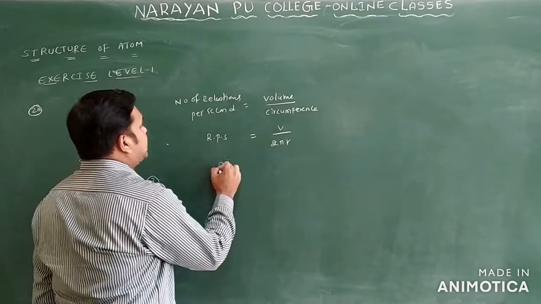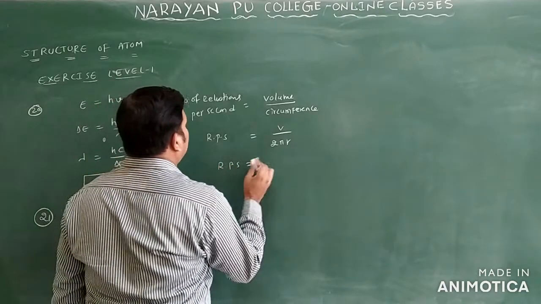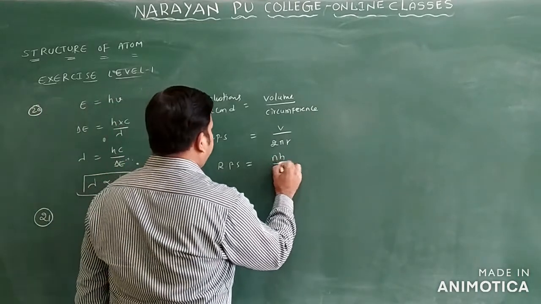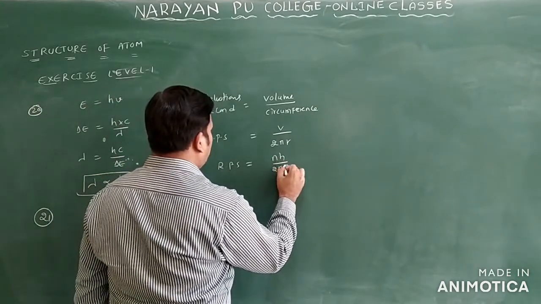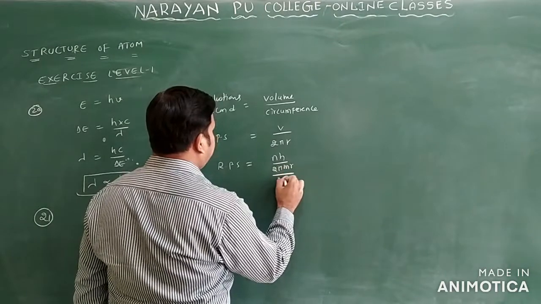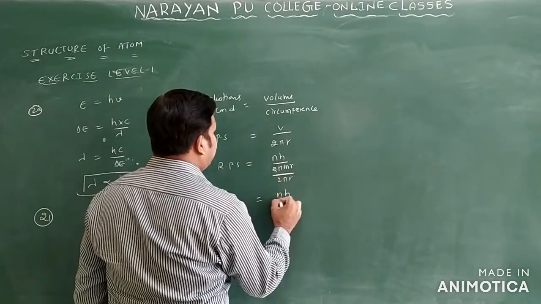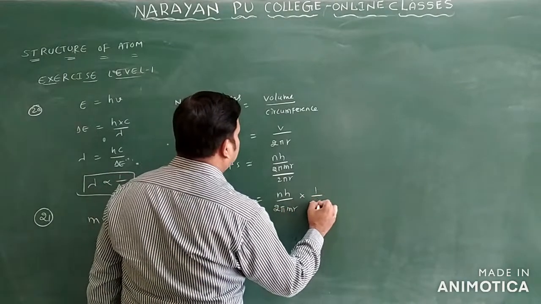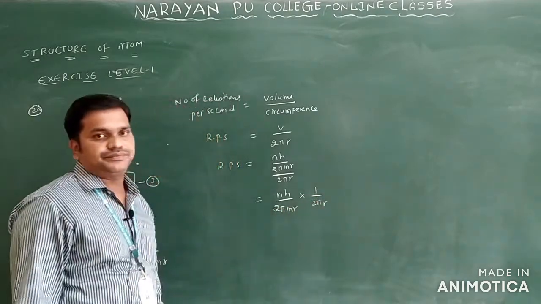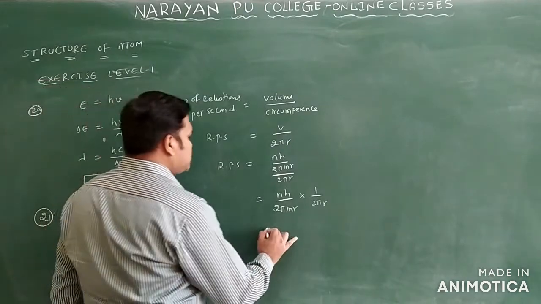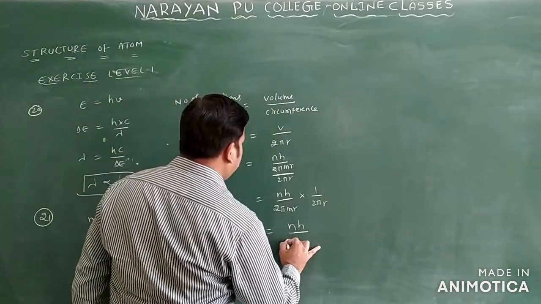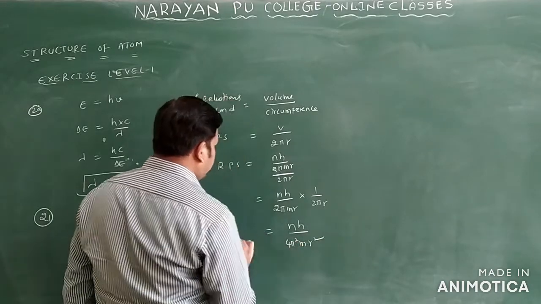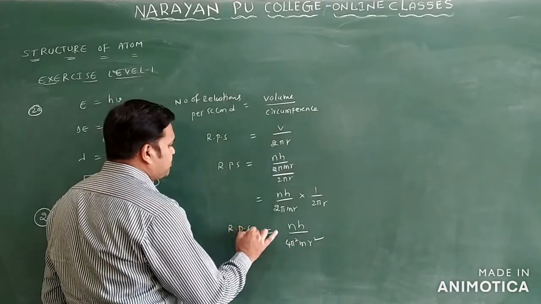Now RPS is equal to, what is the velocity I got here? nh by 2 pi mr, divided by 2 pi r. You will write nh by 2 pi mr into 1 by 2 pi r. From this I get nh by 4 pi square m r square only. This is the revolutions per second only.